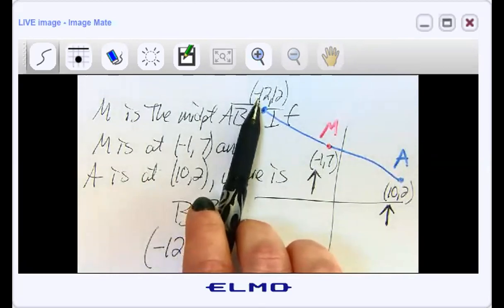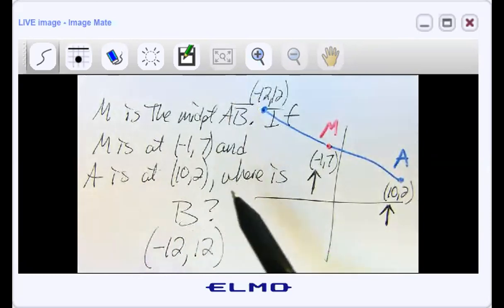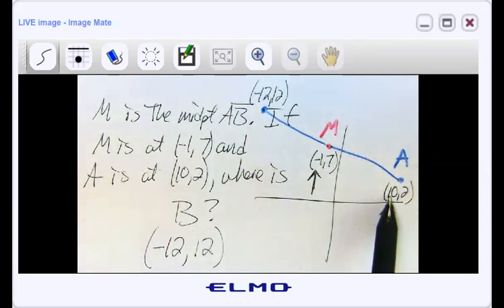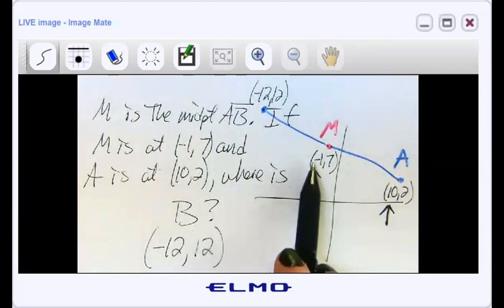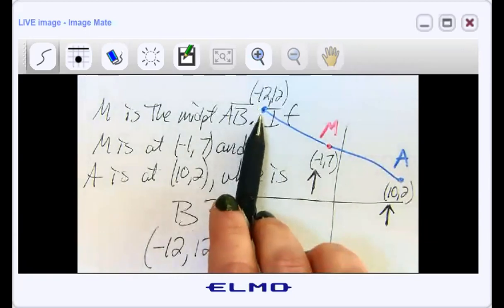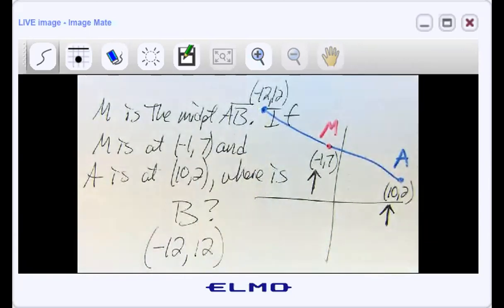-12. So all I really have to do is figure out how I get from, now be careful, you have to go from the end point to the midpoint. And then I'm going to do it again from the midpoint all the way back to the second endpoint. So in this case with the X's, I was subtracting 11. Now I do the same thing with the Y's.